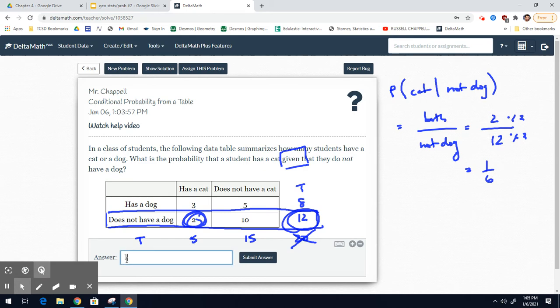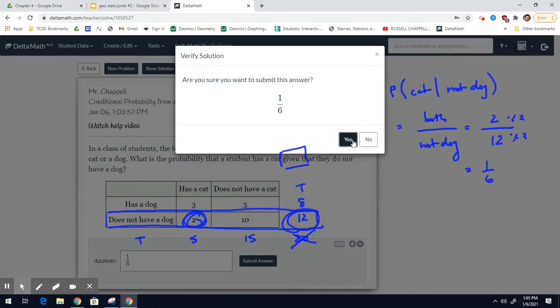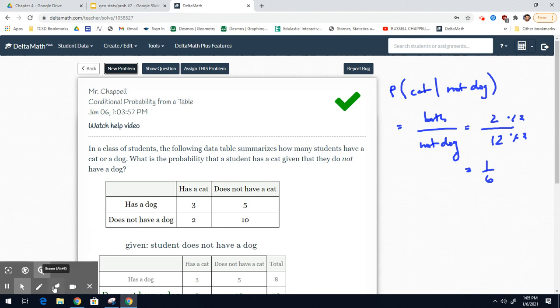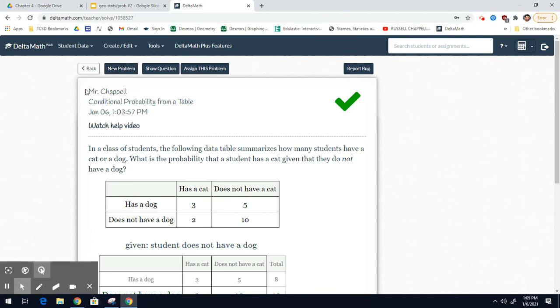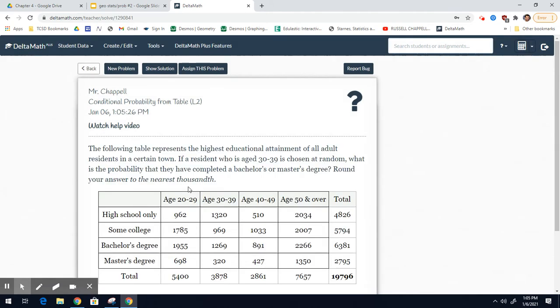Should be. There we go. Okay, let's do a little bit harder. Conditional probability, level 2, come at you.